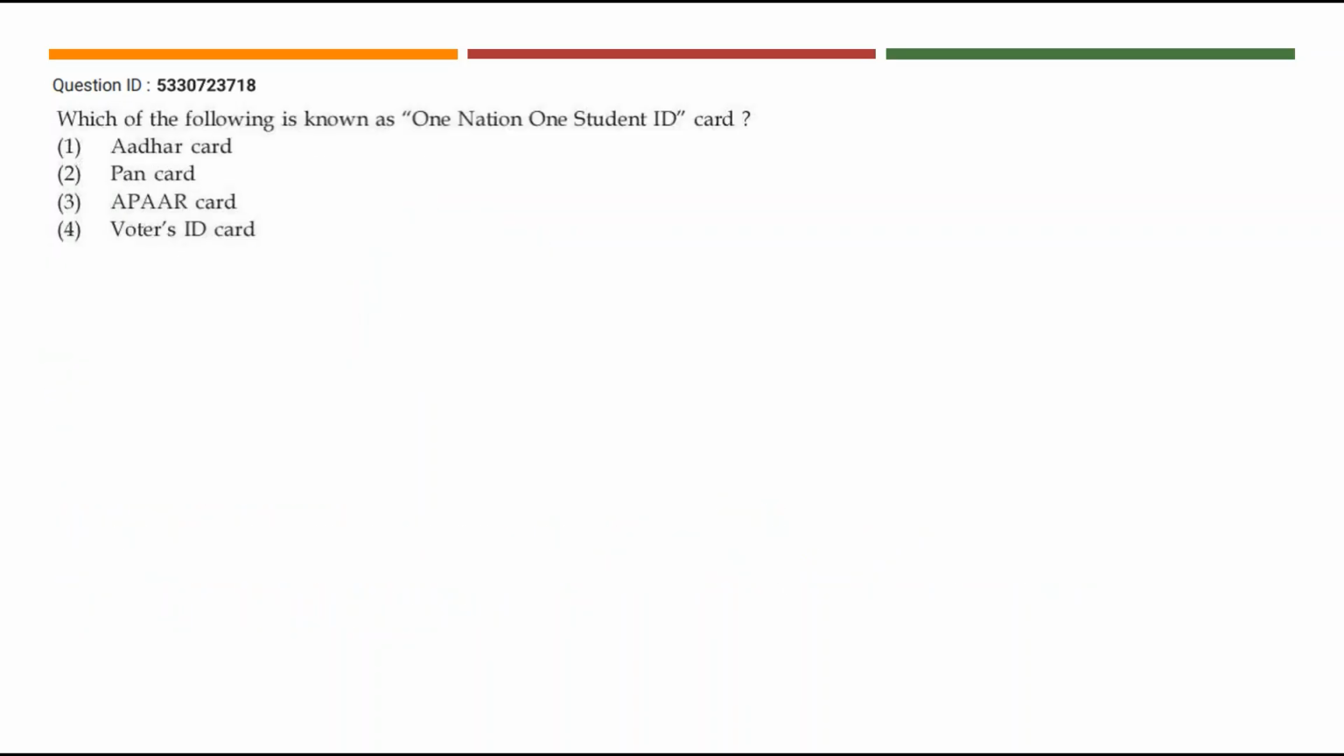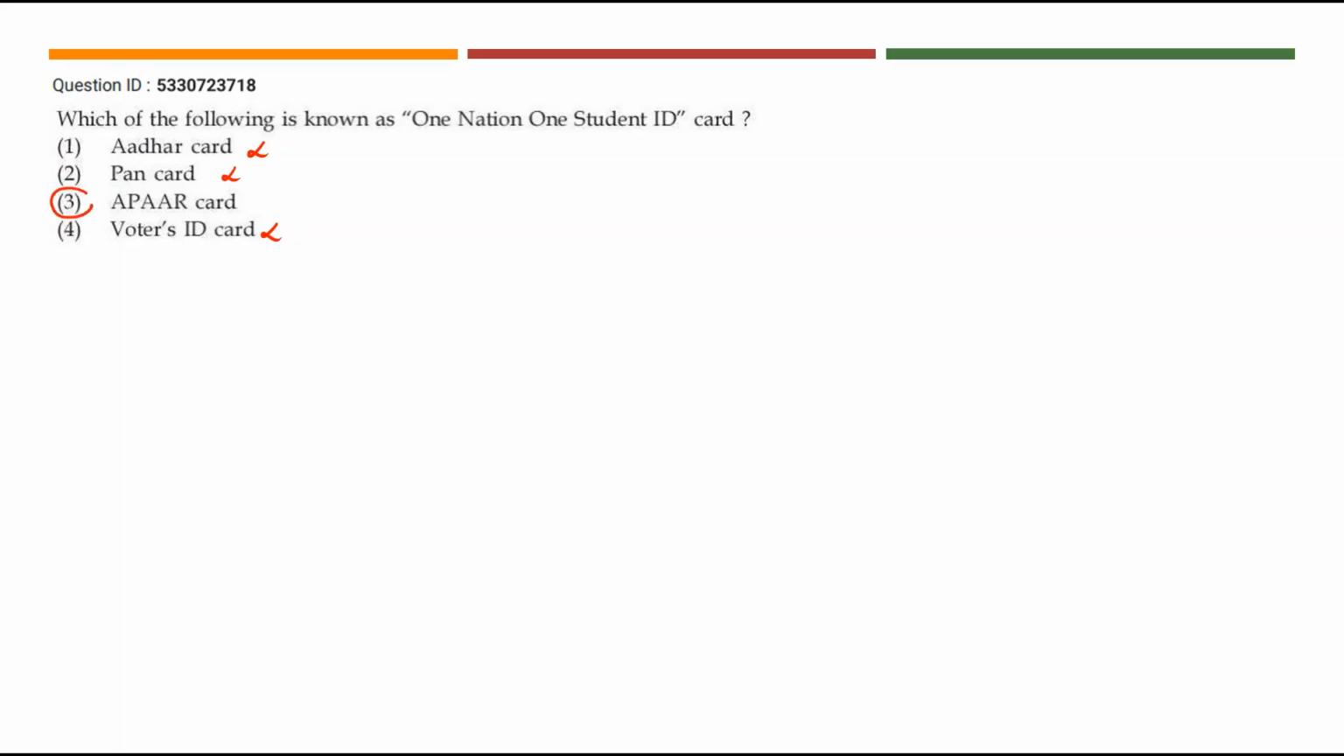Next question. Which of the following is known as One Nation, One Student ID card? So just look at the option. Aadhaar card is actually available even for a kid. So we cannot take that. What about PAN card? Only when you are 18 years old you can apply for PAN card and voter ID card. So we are students since schools, so we cannot include these two also. So the only option that is left out is APAR card.